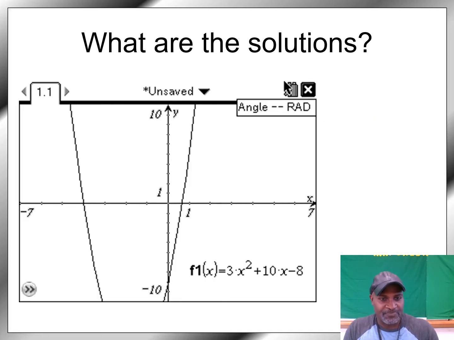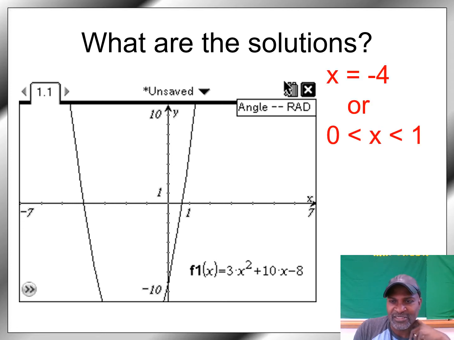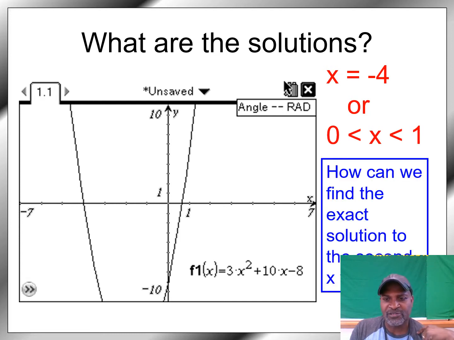Let's look at this one. All right, we have f1 of x equals 3 times x squared plus 10x minus 8. So what are the solutions to this quadratic? Okay, we can see one of them pretty well. We see x is clearly -4, but we can't exactly tell what that other solution is. We just know it's between 0 and 1. So how can we find the exact solution for that second x-intercept?